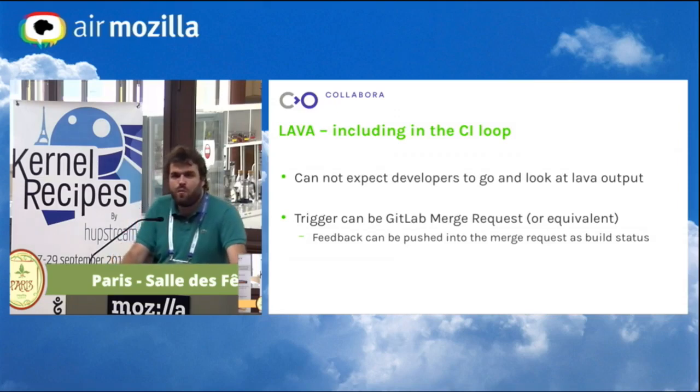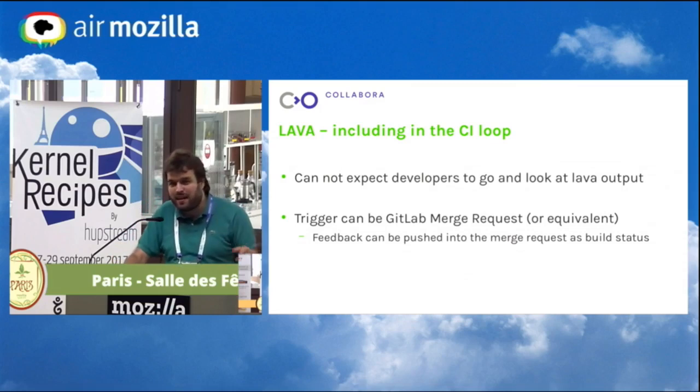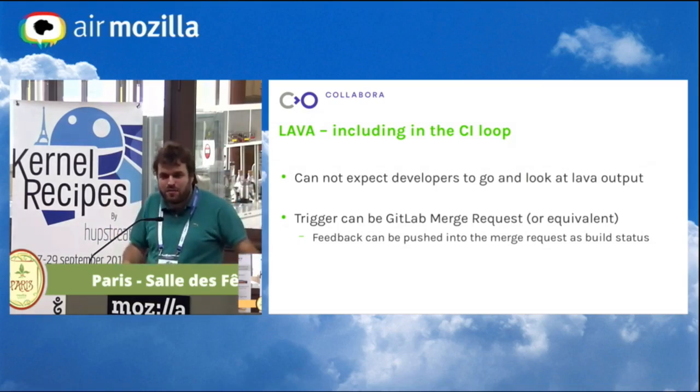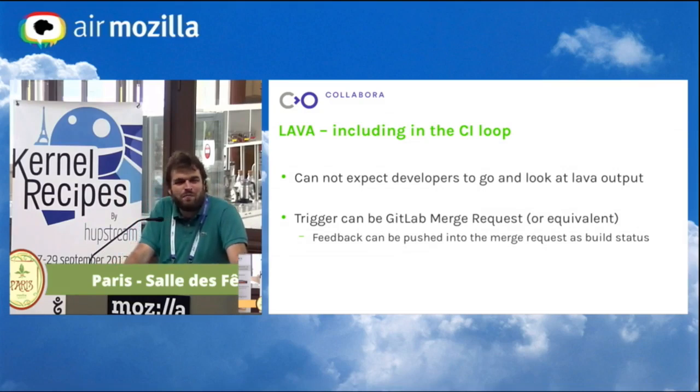Now, I mentioned earlier the CI loop, it has to come back to the developer. So with Lava, you cannot expect the developers to go and look at the dashboard. Lava is a web application, it has a nice dashboard, you have thousands of builds, and no one goes and looks at it.